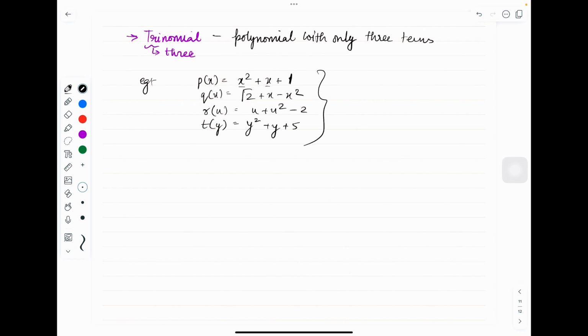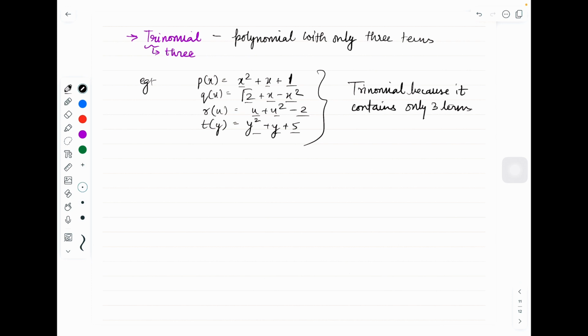x square is one term, x is one term, 1 is one term, root 2 is one term. Everywhere three terms are there. If it contains three terms, it is called a trinomial, because it contains only three terms. Understood? This is a trinomial.